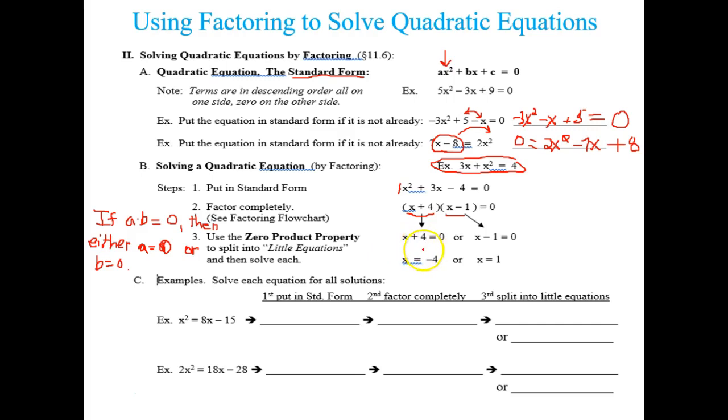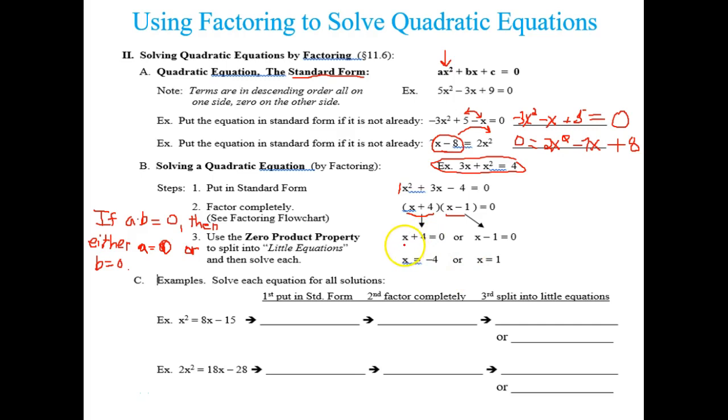If I solve the first equation, I'd subtract 4 from both sides, and I'd get x is negative 4. Or in the second equation, I'd add 1 to both sides, and I'd get x equals positive 1. So that gives me the solutions to this equation. And if you take either of these two numbers and plug that number in for x into the original equation, it'll work. It'll equal on both sides. So it'll be a solution to that equation.